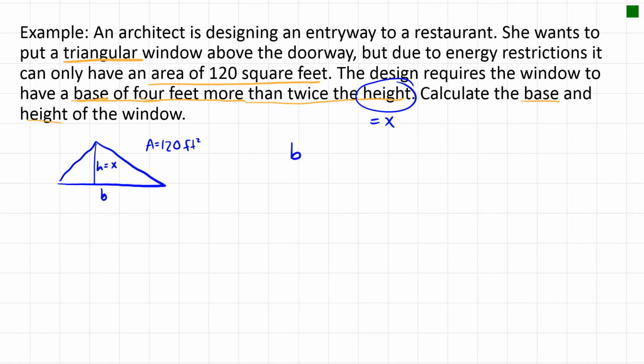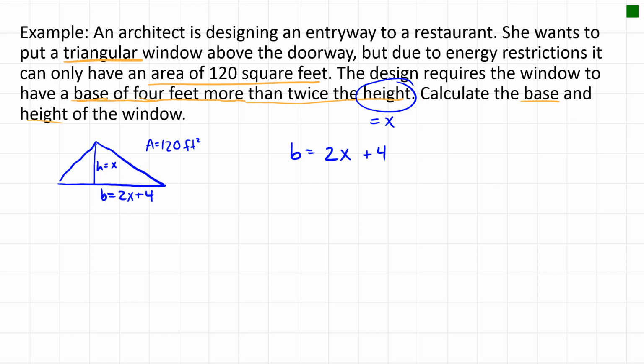So the base is 4 feet more, so whatever this is plus 4, than twice the height. So 2 times the height. The base is 4 feet more than 2 times the height. So the base is 2x plus 4.